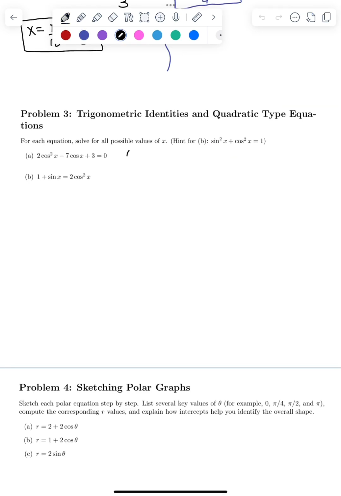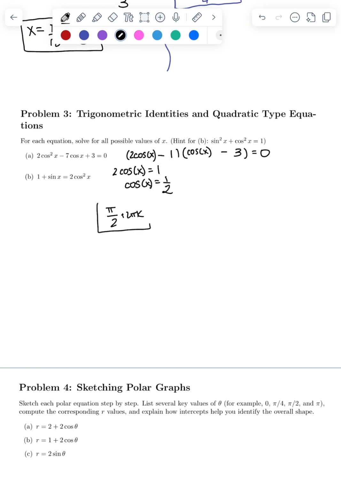For this next one, we're also going to solve by factoring. So 2 times cosine of x on one side, and then cosine of x, and then 3 times 1. We're trying to make it equal negative 7. So 2 cosine of x equals 1. The cosine of x is 1/2 at pi over 3. That's supposed to say pi over 3 plus 2 pi k. And then also 5 pi over 3 plus 2 pi k. And then cosine of x does not equal 3.